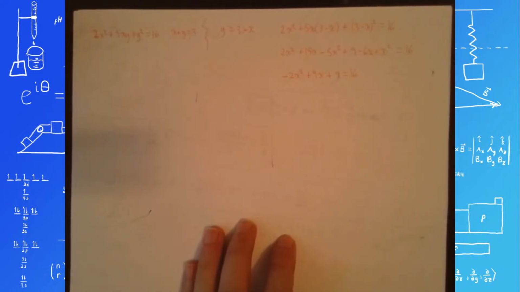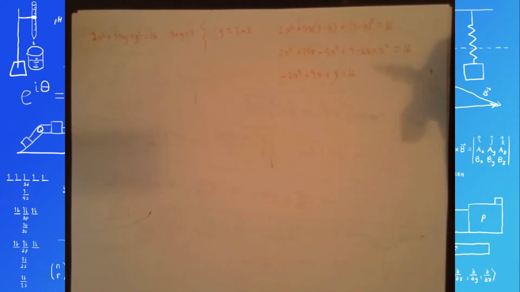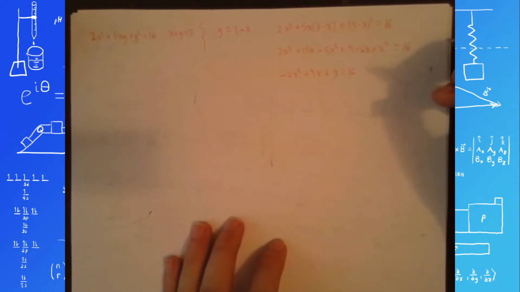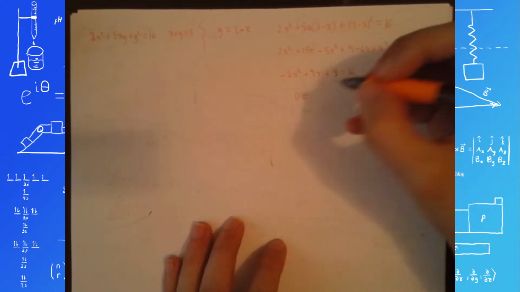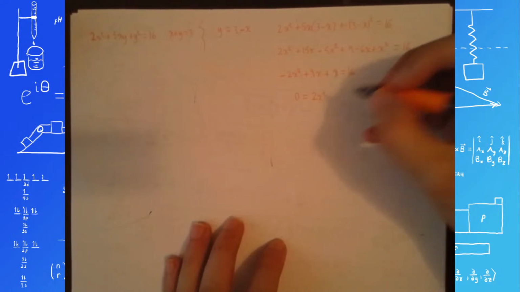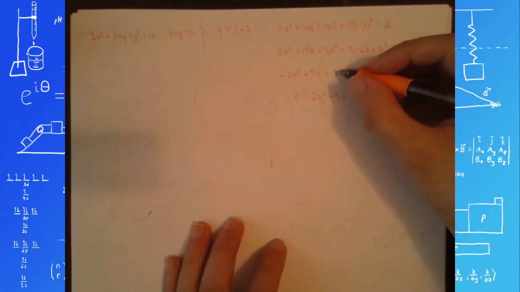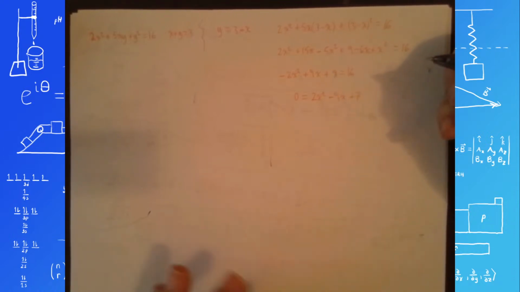I'm going to move everything over to the right hand side because then that gets rid of the negative. I very much prefer working with a positive coefficient on my x squared if I'm going to be working with quadratics. So 0 equals 2x squared minus 9x, and then subtracting 9 from 16 is plus 7. Okay, can I just factor this?